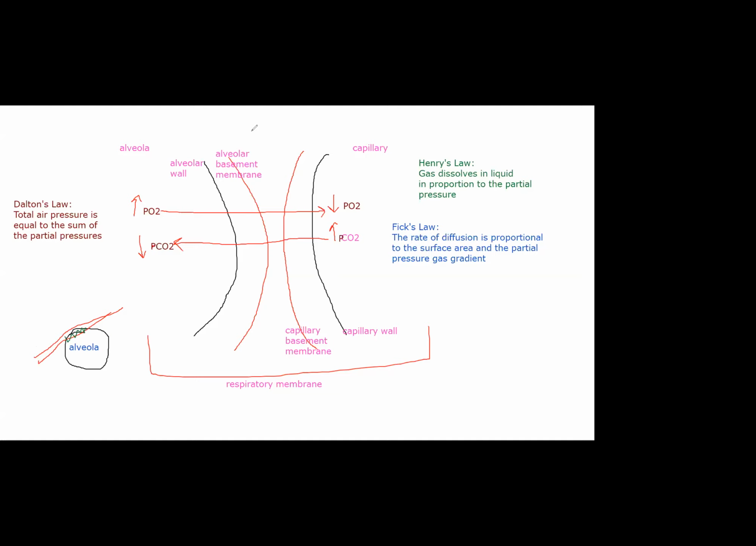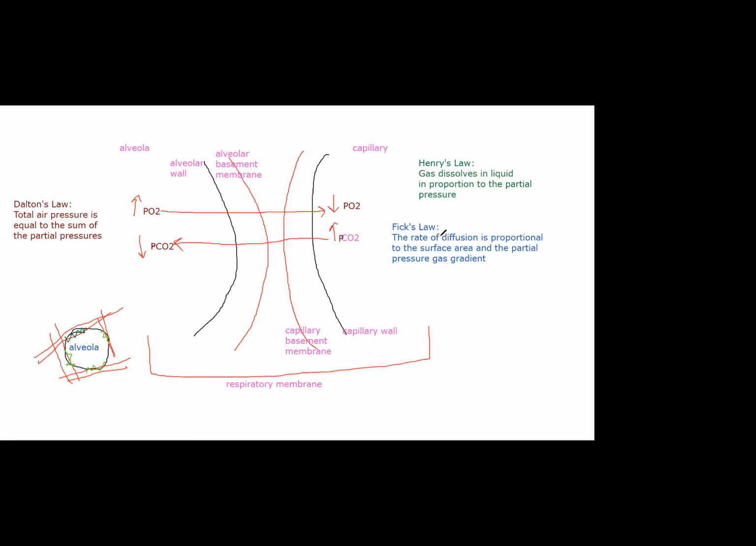So if we have capillary here and capillary here, and capillary here, we have more surface area dedicated to a respiratory membrane. All of this is respiratory membrane. So the more respiratory membrane we have, the more surface area we have dedicated to respiratory membrane, the faster the gas will diffuse. Okay, the rate of diffusion is proportional to the surface area. Surface area is referring to respiratory membrane. So the more surface area we have dedicated to respiratory membrane, the faster the gas will diffuse.